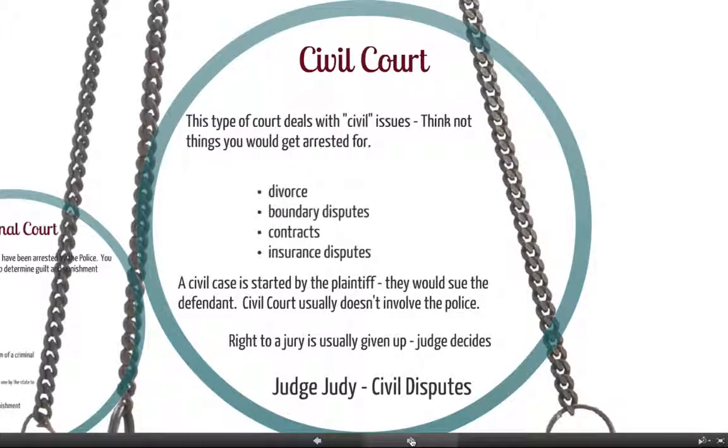So in a civil case, the case is actually started by somebody called the plaintiff, and then they would sue the person called the defendant. The civil court doesn't involve the police. And the right to a jury is typically given up in a civil court, and the judge will decide the outcome, not only who's guilty and who's innocent, but also the penalty given.